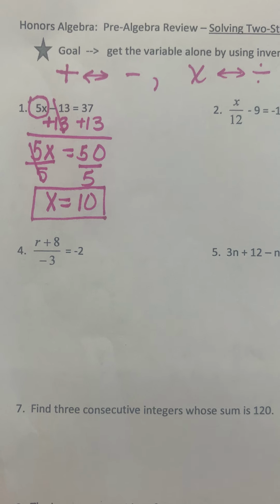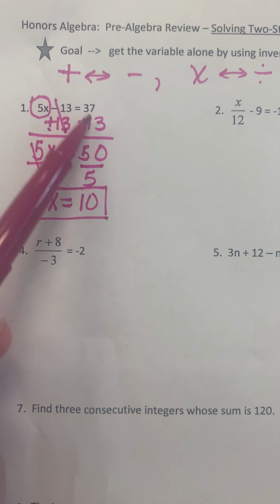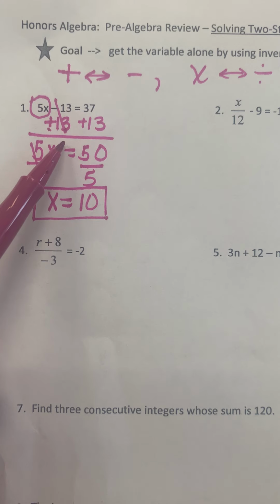This is how you should show your work for these equations. You should do it right underneath, show the opposite operation, show it cancels out, do the math, and then move on.